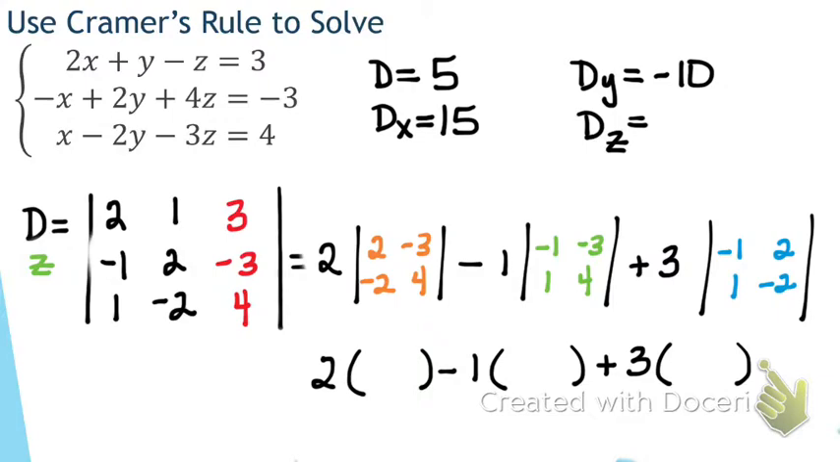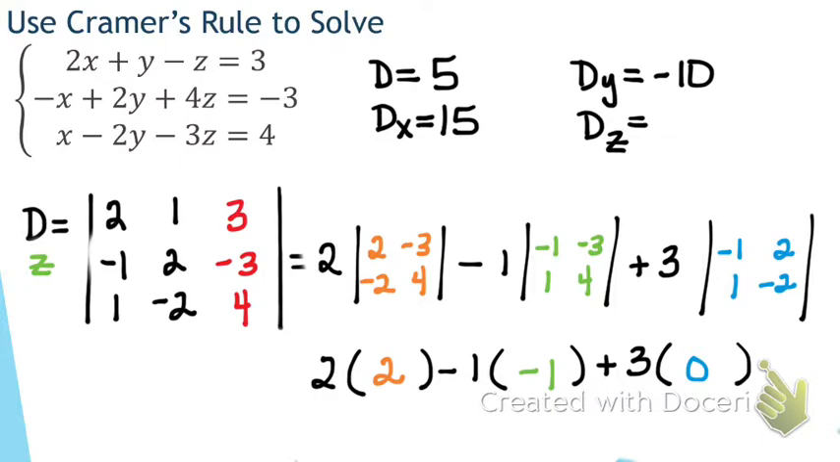So what did you get for your determinant of the orange matrix? 2. Who got 2? I got 2. And the green matrix, what did you get? -1. Who got -1? Okay, good. Me too. And the blue matrix, what did you get? Who got 0? Okay. Type that in your calculator. And what did you get for your D sub Z? 5. Okay.